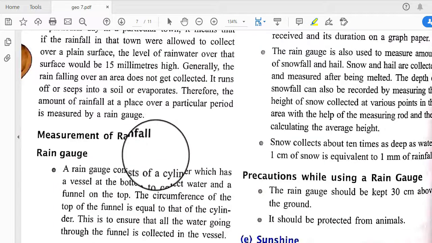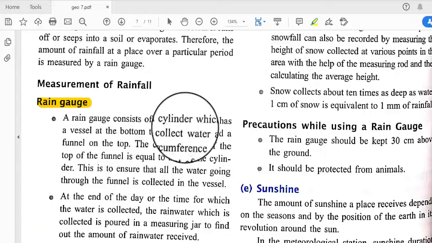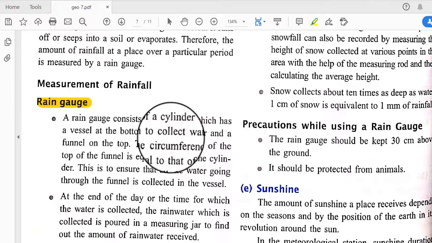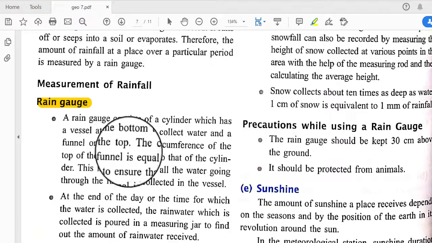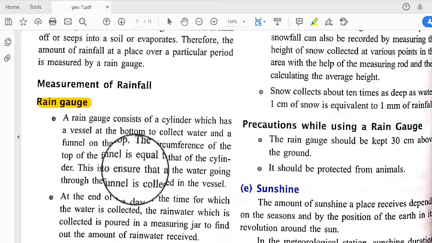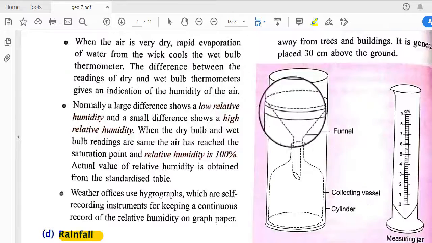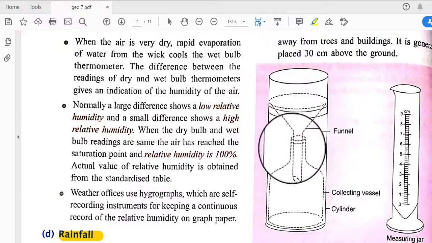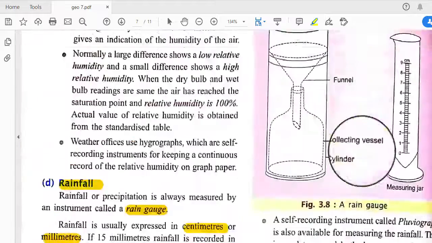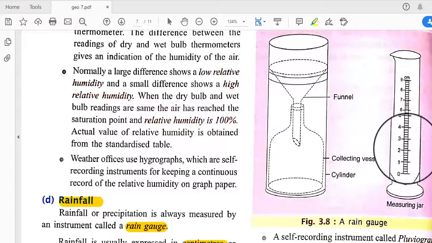Next is measurement of rainfall. A rain gauge consists of a cylinder which has a vessel at the bottom to collect water and a funnel on the top. The circumference of the top of the funnel is equal to that of the cylinder. This is the rain gauge. It has a funnel with the same diameter as the cylinder. With the help of this instrument we can measure the amount of rainfall, and this is the measuring jar.